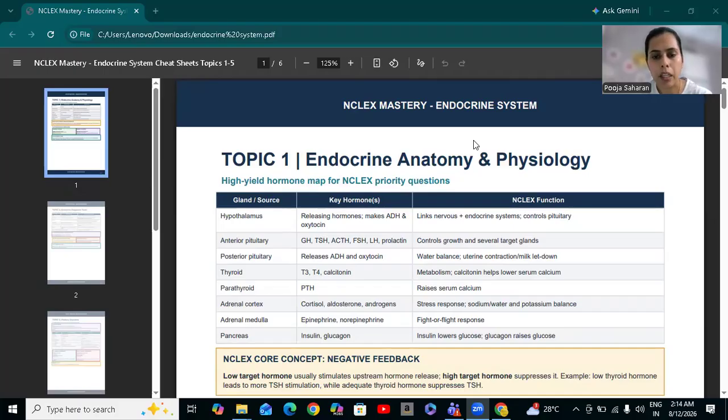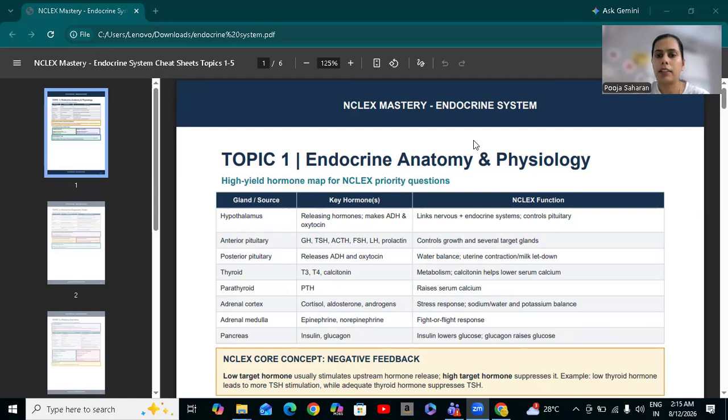Hello everyone. In today's class, we're going to learn about the endocrine system, and this is a very important system from the NCLEX point of view. So in every system, we're going to start by learning, first of all, the basic anatomy and physiology. What does that system do?